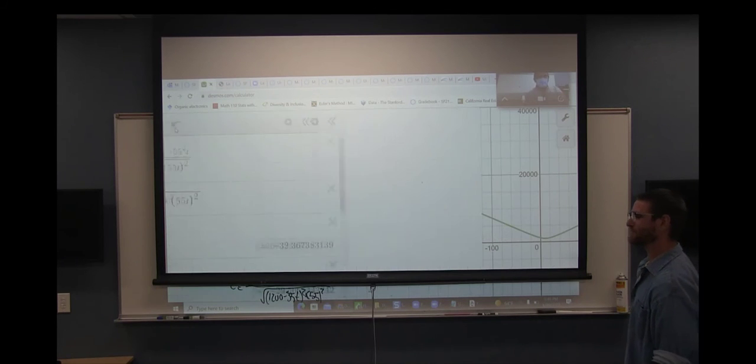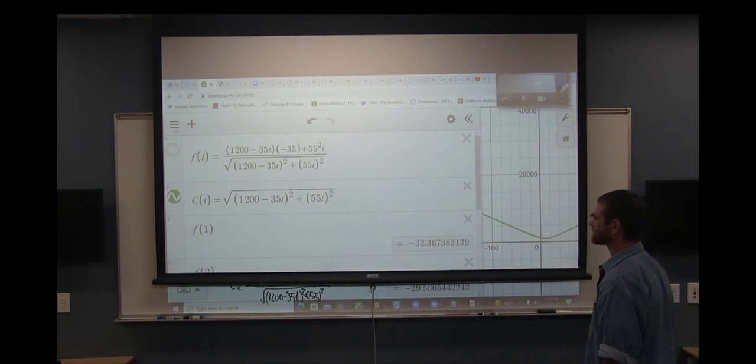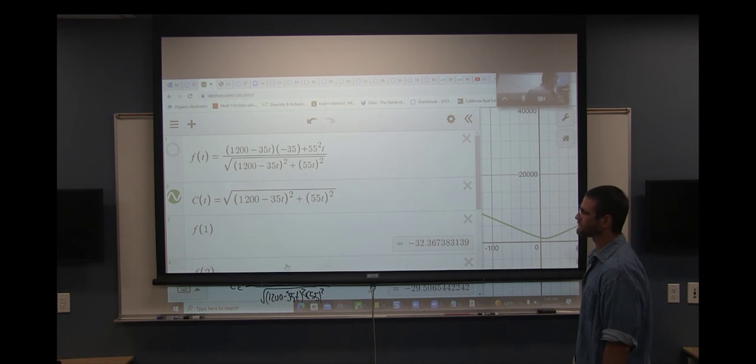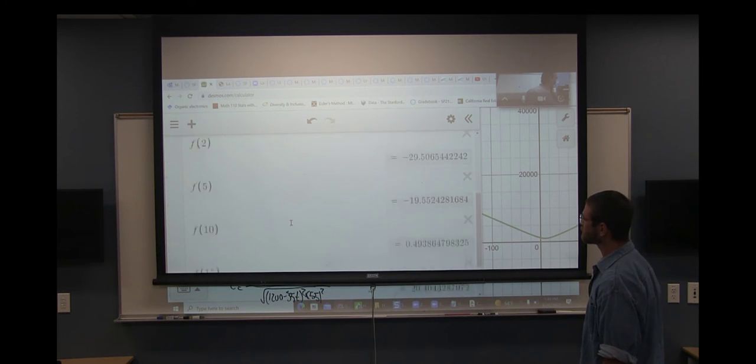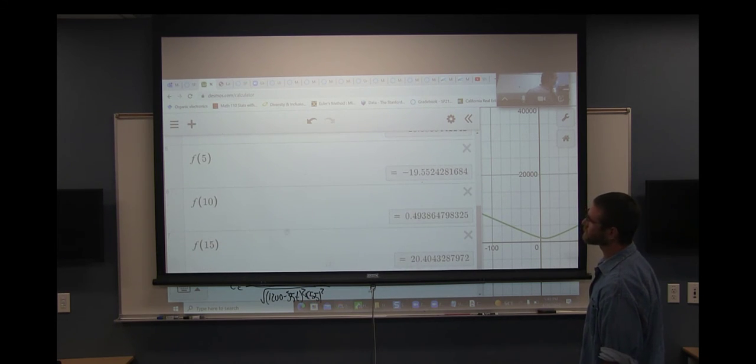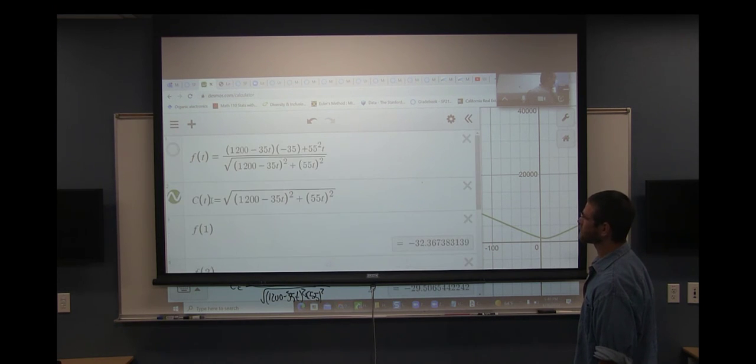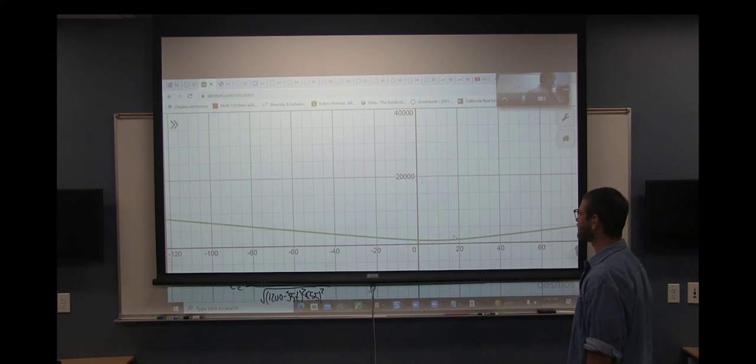So we know the rate of change of distance at the beginning is negative. So the distance between the two cars is decreasing at the beginning. But we notice after like 5 to 10 hours, that negative becomes positive. So what we did was we graphed c of t, the function for the distance between the two cars, and look what we got.